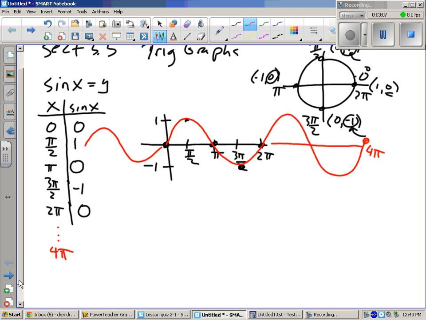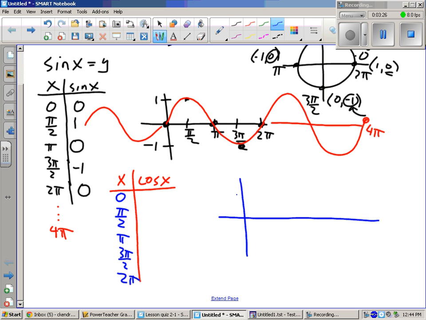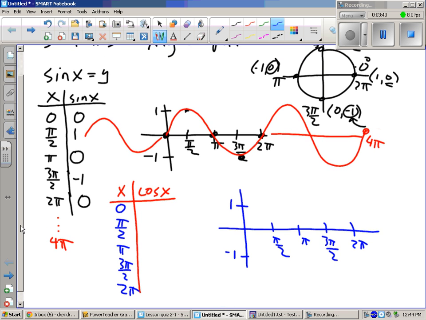Okay, now let's do that same idea with cosine. So if I have x and cosine x, let's do it in blue here to differentiate. So I'm still going to pick 0, pi over 2, pi, 3 pi over 2, and 2 pi. Still going to have my grid here, still going to be 1, -1. 2 pi's out here, pi, cut it in half, and so on.